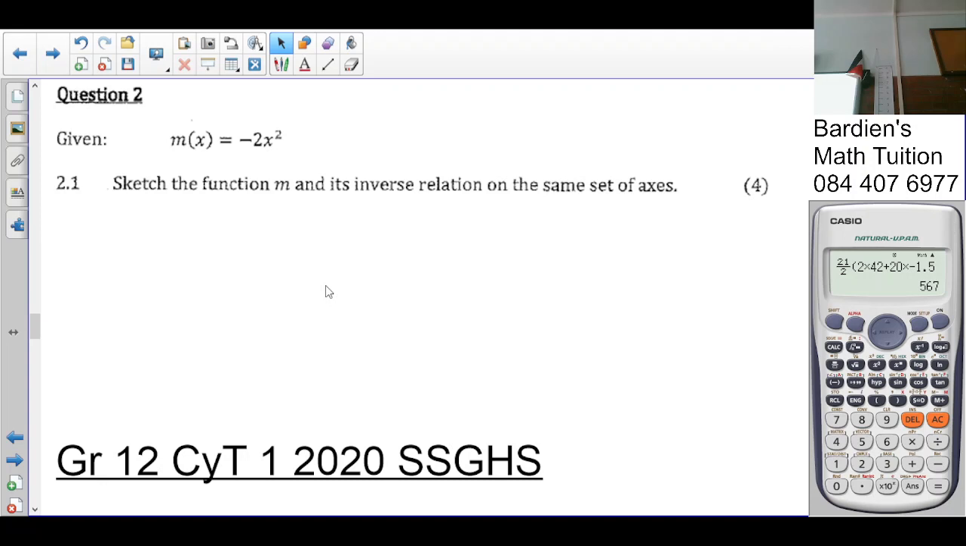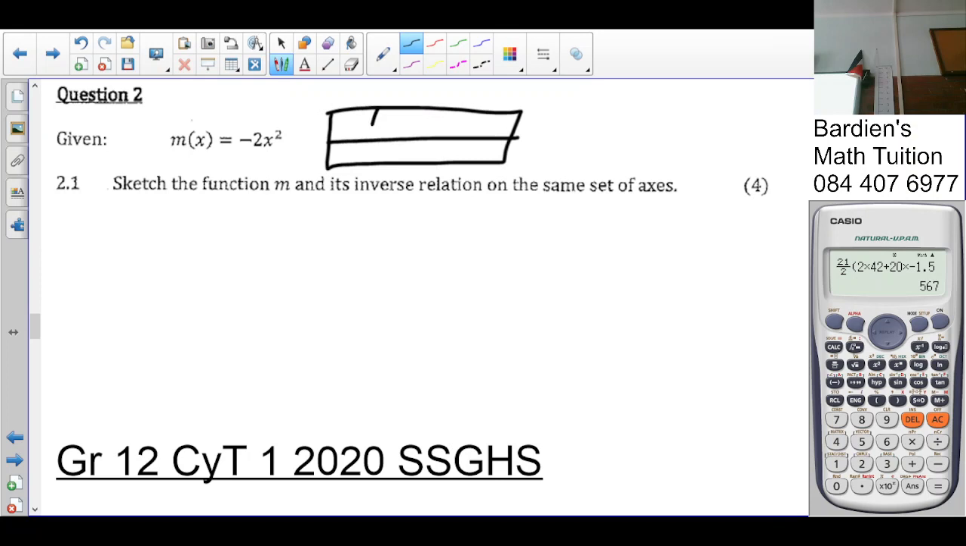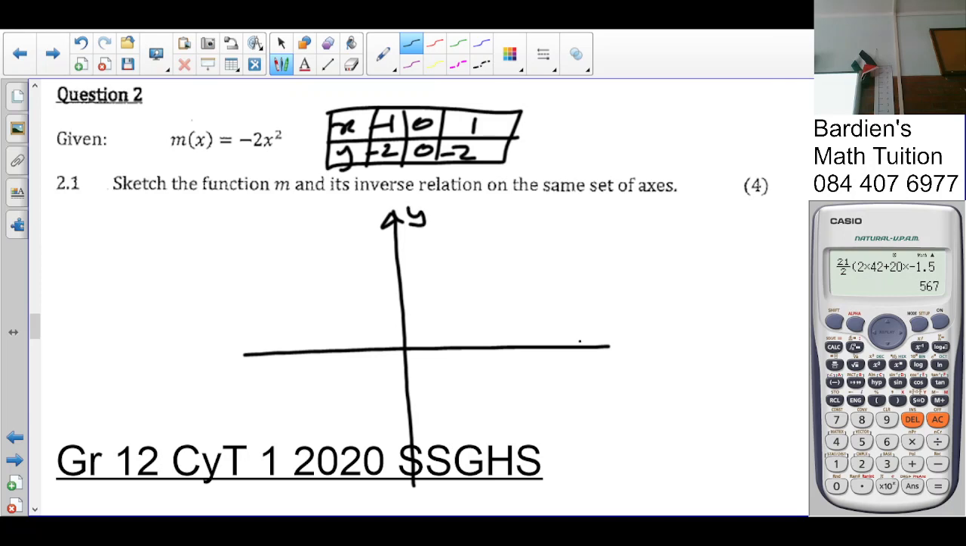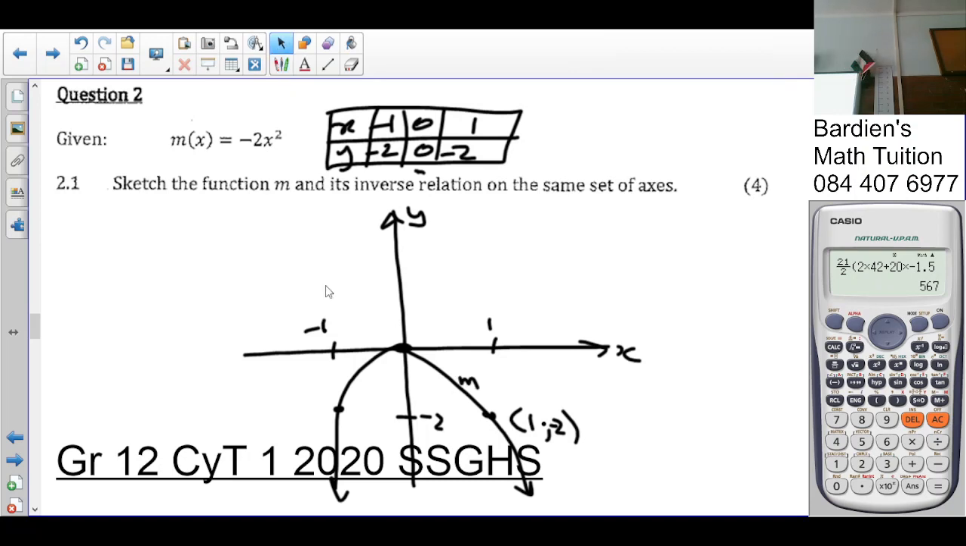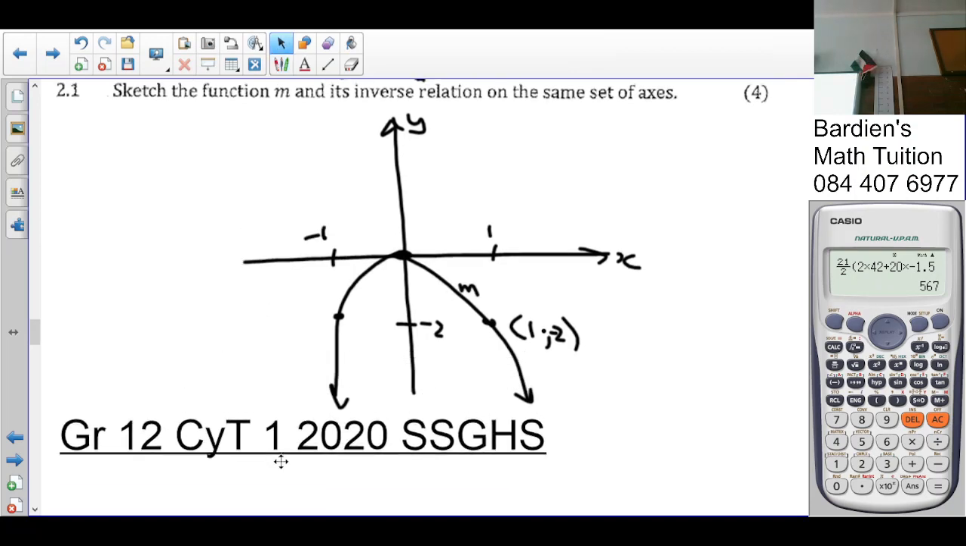So to draw the negative 2x squared graph, with the x and the y values minus 1, 0 and 1, it gives you negative 2, 0 and negative 2. So if I draw that graph, you have a y and an x here. So you have 0 and 0, which is the center point, negative 1 and negative 2, which is this point here, and of course 1 and negative 2. At least 1 point you must write on your graph. So that is m.